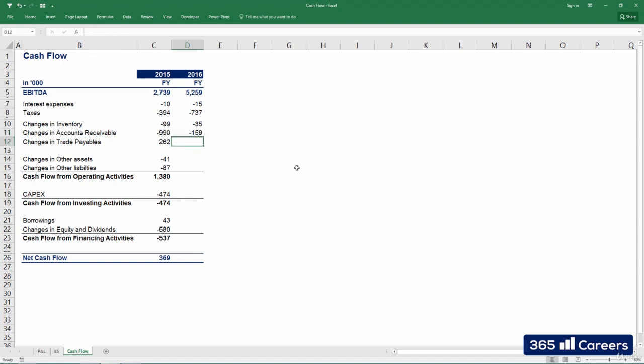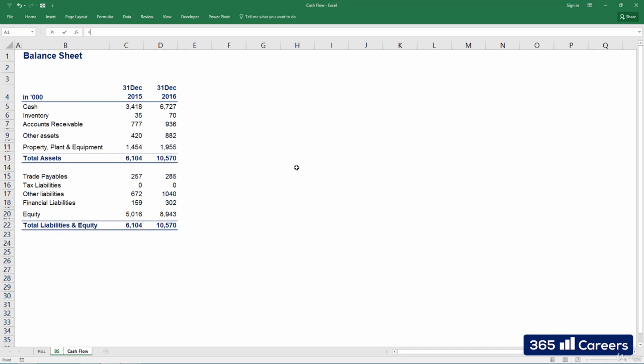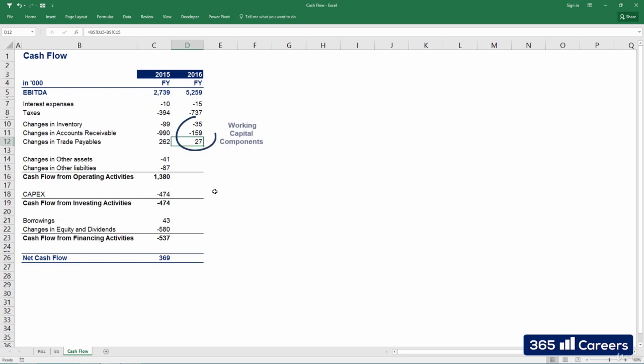Next, we have trade payables. They are a liability, and their increase generates cash. Hence, we would not put a minus sign in front of the formula that calculates cash movements for liabilities. We are subtracting the amount of trade payables at the end of 2016 and the amount at the end of 2015. These three movements represent the amount of working capital that the company operates with.